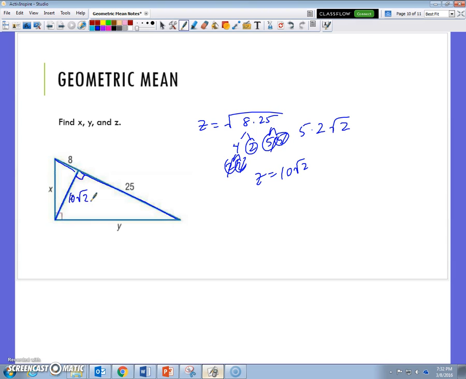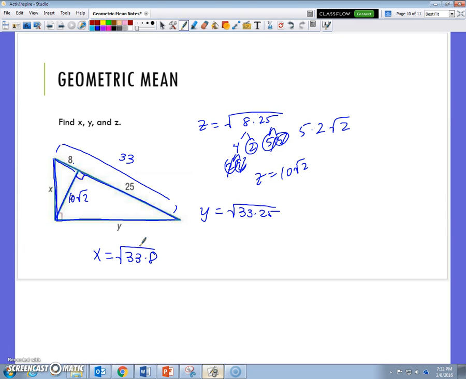Now, in order to do this next part, I need to know what the hypotenuse of the original triangle is. So I'm just going to add the lengths 8 and 25 together to get 33. I know that the geometric mean between 33 and 25 should equal the length of y, thanks to the leg theorem. So I'm going to say y must equal the square root of 33 times 25. I know that the x should equal the geometric mean of 33 and 8.